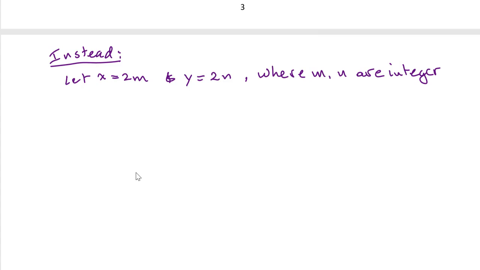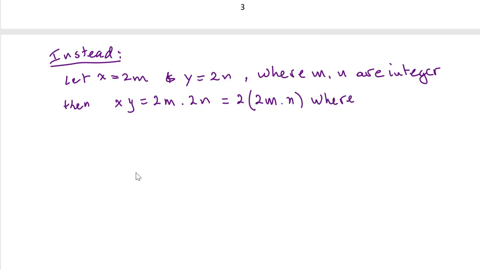If x is even, that means it's equal to 2m, where m is any integer, and y is even if y equals 2 times some integer n. And then this is the hypothesis. Then x times y is equal to 2m times 2n. Or I could say it's 2 times 2mn. I just move the 2 using the associative property.